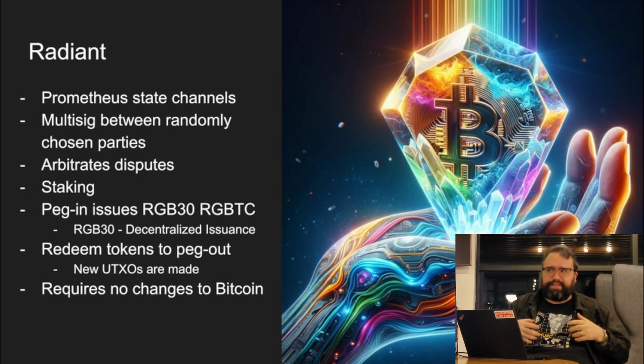It just hasn't seen a lot of use because we haven't had a lot of need for it up until this point. But basically, it's conceptually similar to BitVM, except it's more like if BitVM was running in Lightning nodes instead. That might be a way to think about Prometheus. And it can then arbitrate a multi-sig between some randomly chosen parties, and it can handle peg in and peg out of decentralized issued RGBTC. And this also requires no changes to Bitcoin.